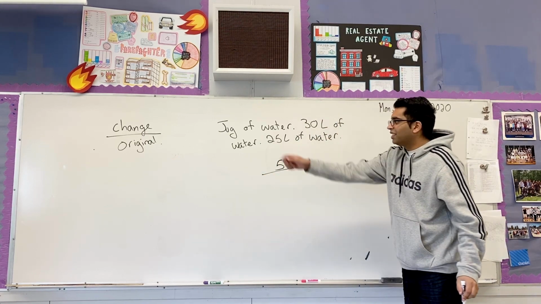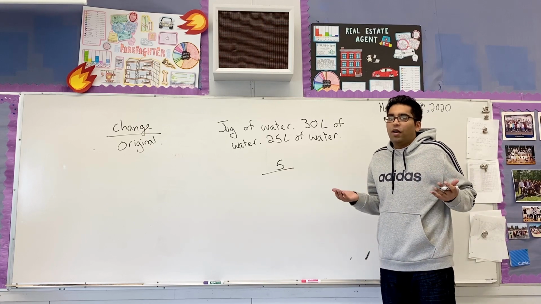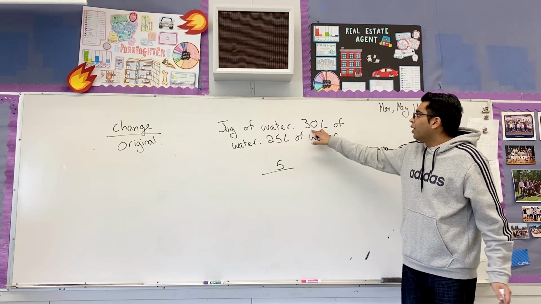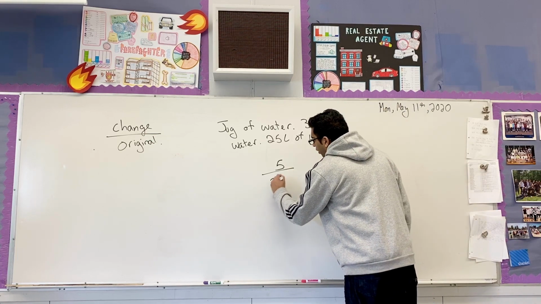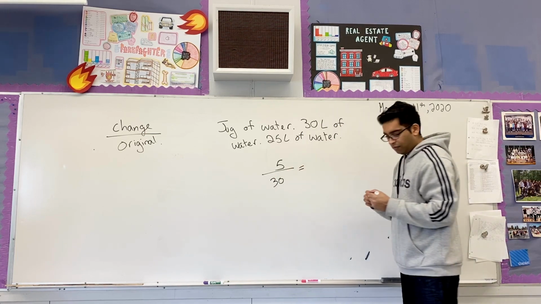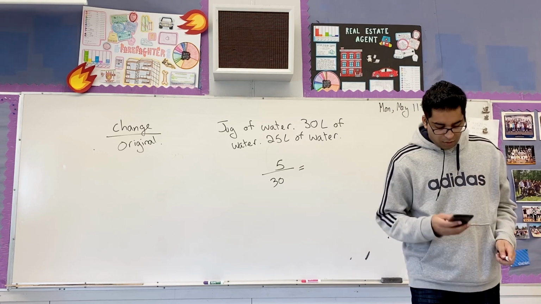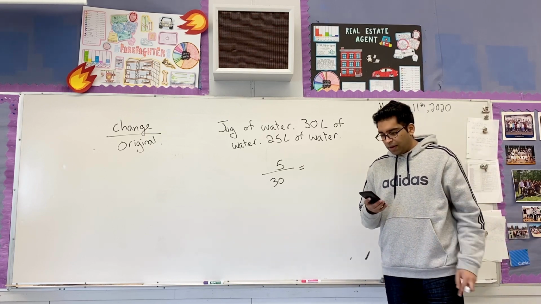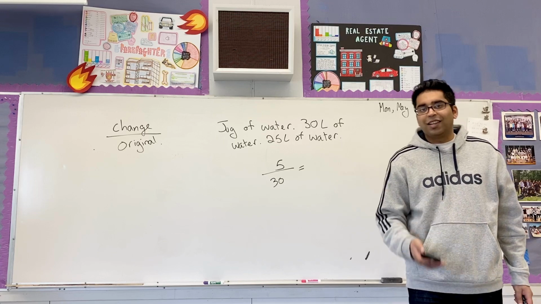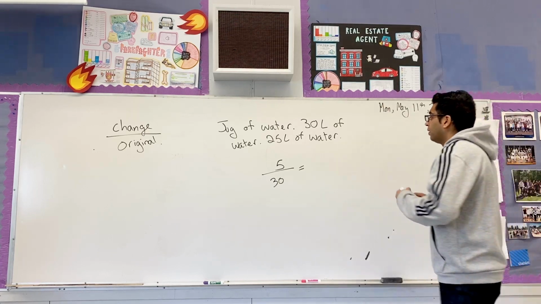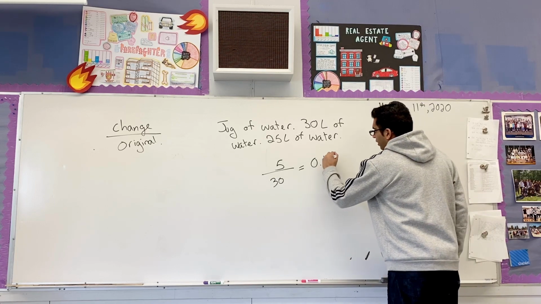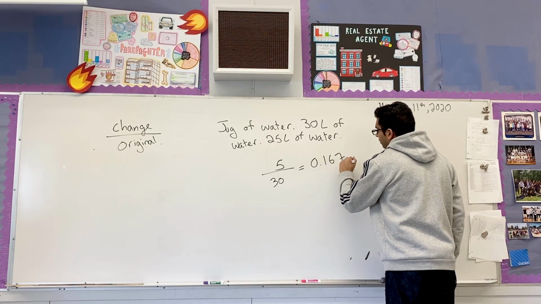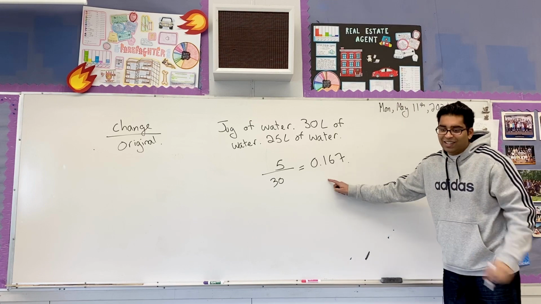Your bottom part is the original. How much did we start out with? We started out with 30 liters. 5 divided by 30. Okay, so 5 divided by 30 equals 0.166666 repeating, 0.167. This is a decimal.